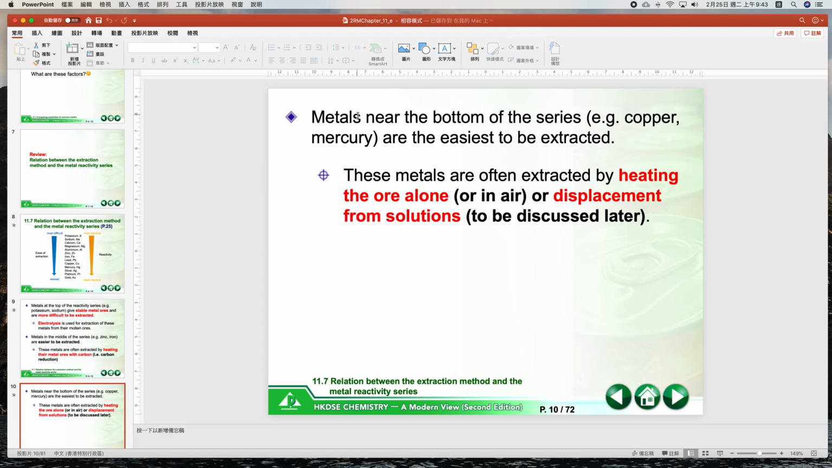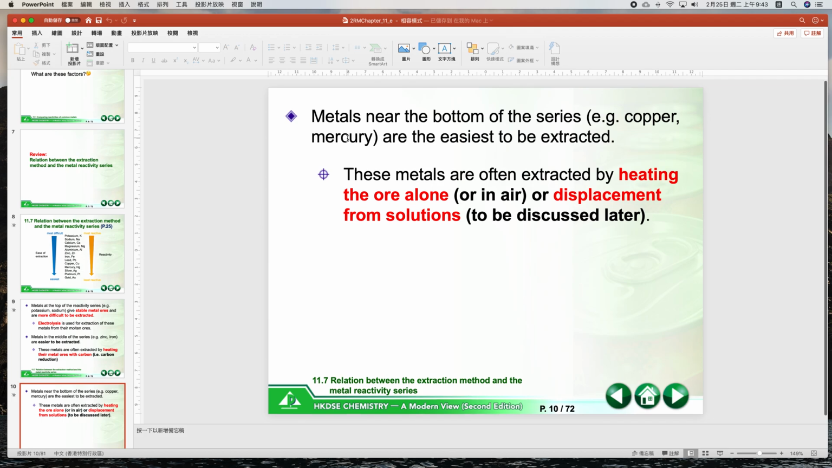For the metals with much lower reactivity, such as copper, mercury, silver, when you discover them in the metal ore, they exist as compounds, except gold and platinum. For those very unreactive metals, even if they exist as compounds, you can extract them very easily by heating the ore, that means heating the compound, because they decompose very easily and we can get back the metal. In the school laboratory, we can try an experiment of displacement reaction to extract the very unreactive metals from their solutions. This part will be discussed later.